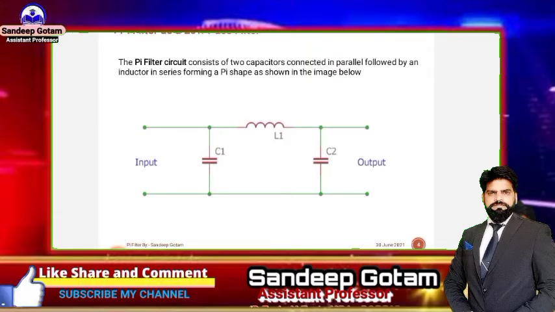So the design of a low pass filter using the pi configuration is pretty straightforward. You can see here in the diagram, the pi filter circuit consists of two capacitors connected in parallel, followed by an inductor in series, basically forming a pi shape. Okay, so as shown in the figure, it consists of two capacitors and one inductor. So it is working as a low pass filter.